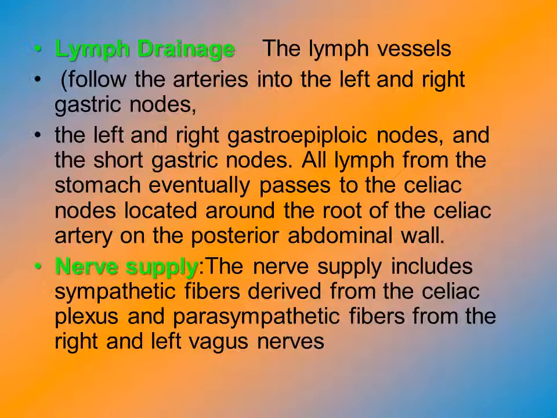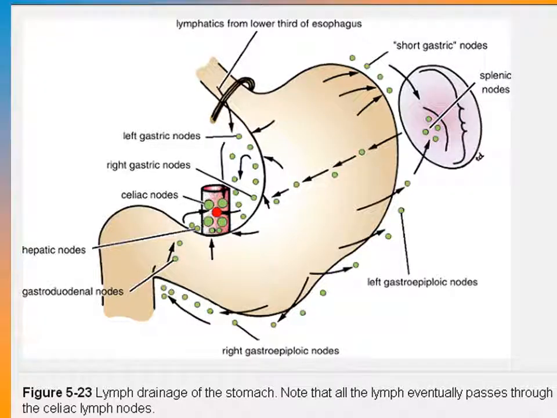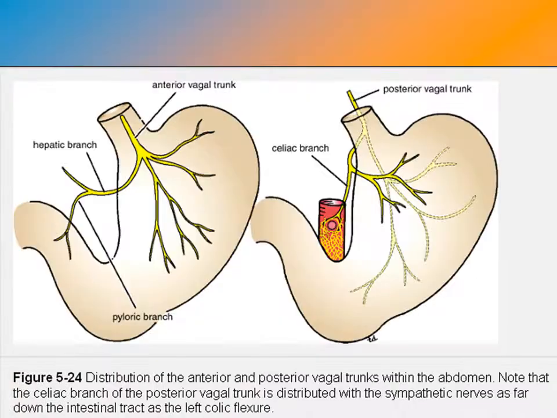Lymphatic drainage. The lymphatic vessels follow the arteries into the left and right gastric nodes, and left and right gastroepiploic nodes. This is a diagram showing the distribution of the lymphatics. And this figure shows you the distribution of the vagus parasympathetic nerve, whether anterior vagal trunk or posterior vagal trunk, showing the innervation of the stomach and the celiac nodes.